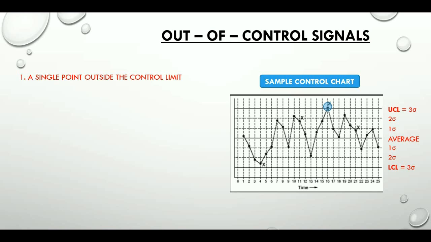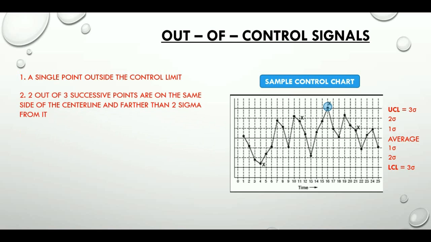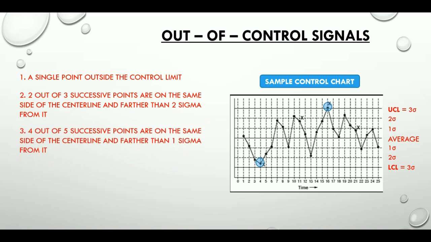Next, 2 out of 3 successive points are on the same side of the center line and farther than 2 sigma from it. Here it is on the chart. Then, 4 out of 5 successive points are on the same side of the center line and farther than 1 sigma from it. Let's look at the chart. Here we go. Here it is.